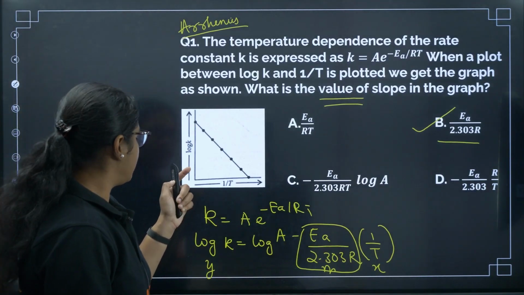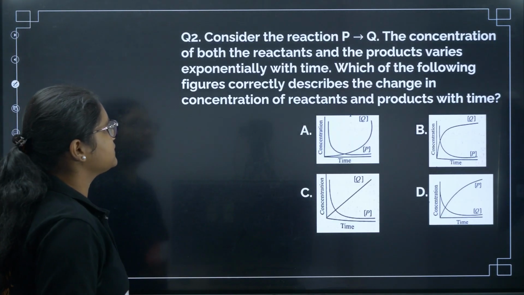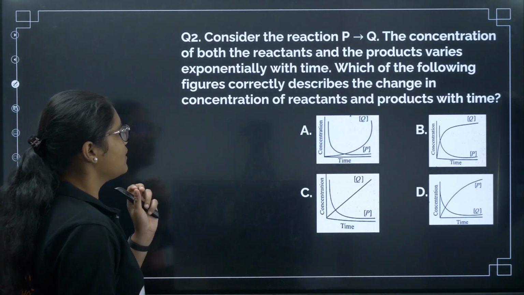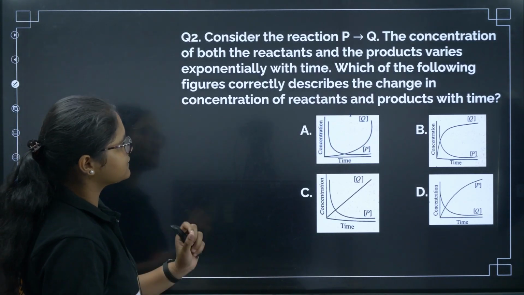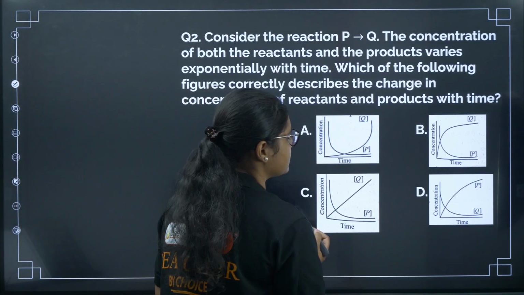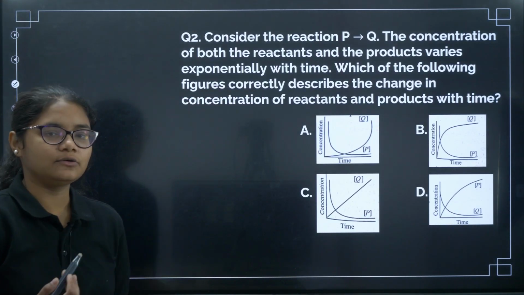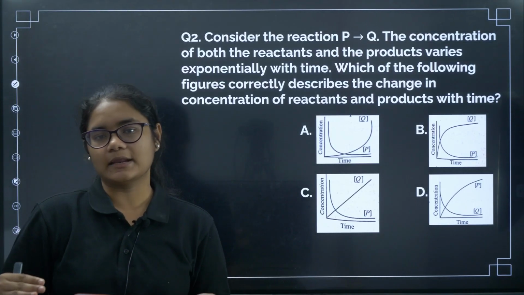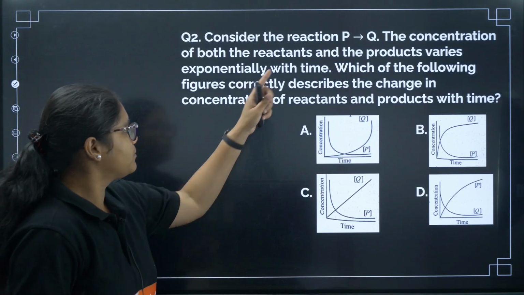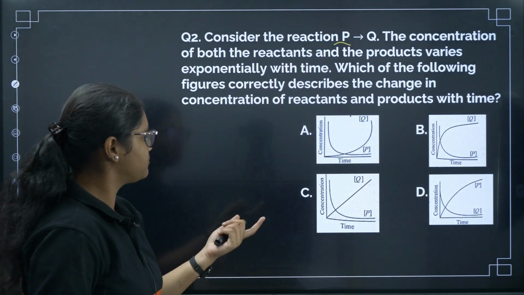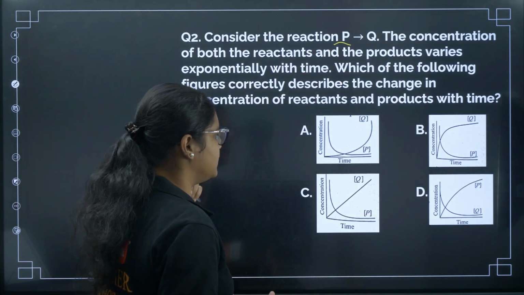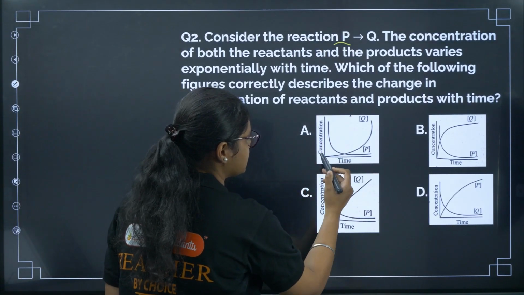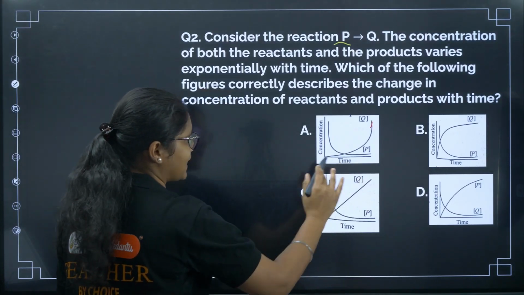Okay, so next question. Consider the following reaction P to 2Q. The concentration of both the reactants and the products vary exponentially with time. Which of the following figures correctly describe the change in concentration of reactants and products with time? So this is a very basic question. You know, as the reaction proceeds, the reactant concentration decreases and product concentration increases, right? So P is the reactant here. So concentration of P will decrease and concentration of Q will increase. So let us see all the graphs one by one. Here P concentration is decreasing, Q concentration is increasing. So this can be an answer.